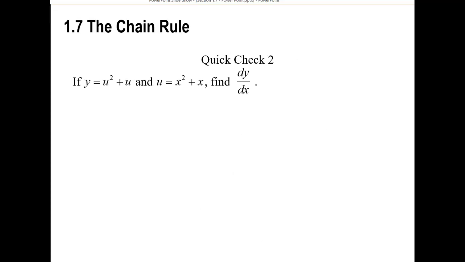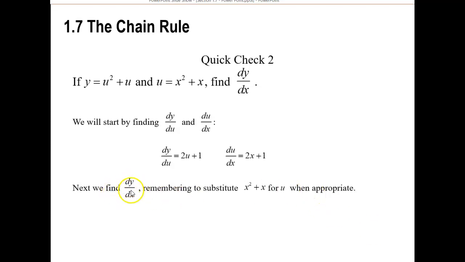All right, so let's try another one here. y equals u squared plus u and u equals x squared plus x, find dy dx. So we're going to start by finding dy du, then we're going to find du dx. So we're going to differentiate this with respect to u, differentiate this with respect to x, and then we'll multiply the results. The derivative of y with respect to u would be 2u to the first plus 1. Derivative of u with respect to x is 2x to the first plus 1 by your power rule.